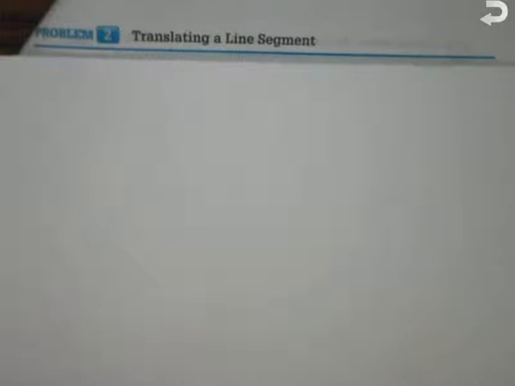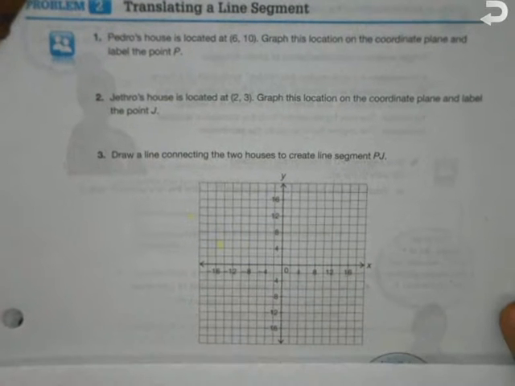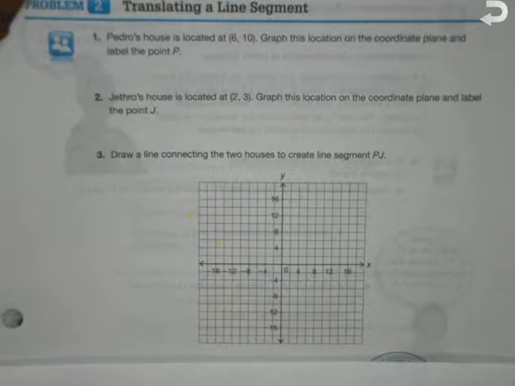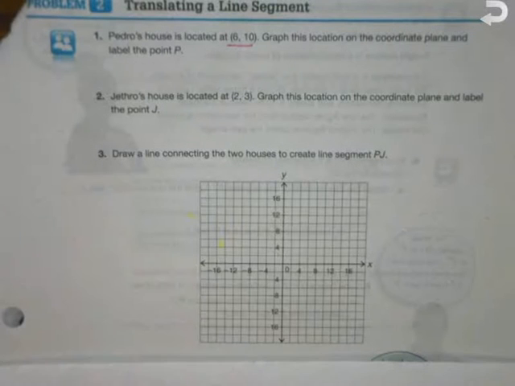Okay, guys, so today we are translating line segments. So we're going to be taking line segments and moving them all around. So we have our little graph here and some information. So let's read what it says. Number 1 says that Pedro's house is located at (6, 10). I want you guys to graph the location and label its point P.